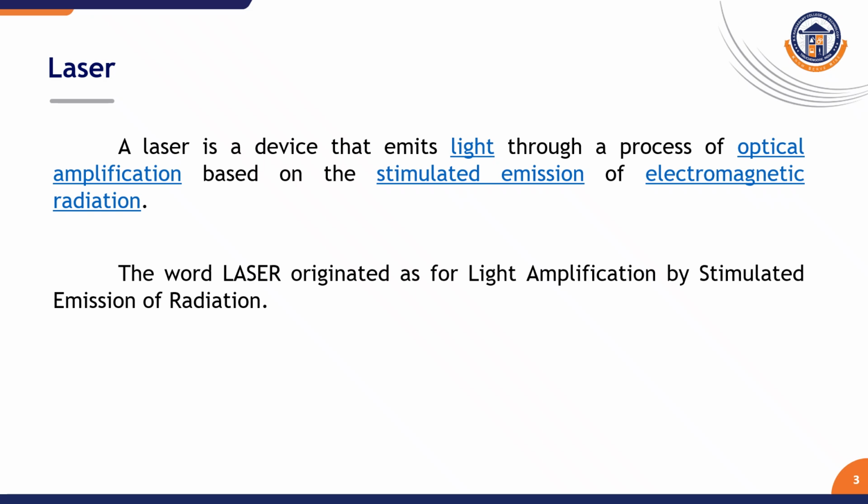The laser is a device that emits light through the process of optical amplification based on the stimulated emission of electromagnetic radiation. The word laser is an acronym for light amplification by stimulated emission of radiation.